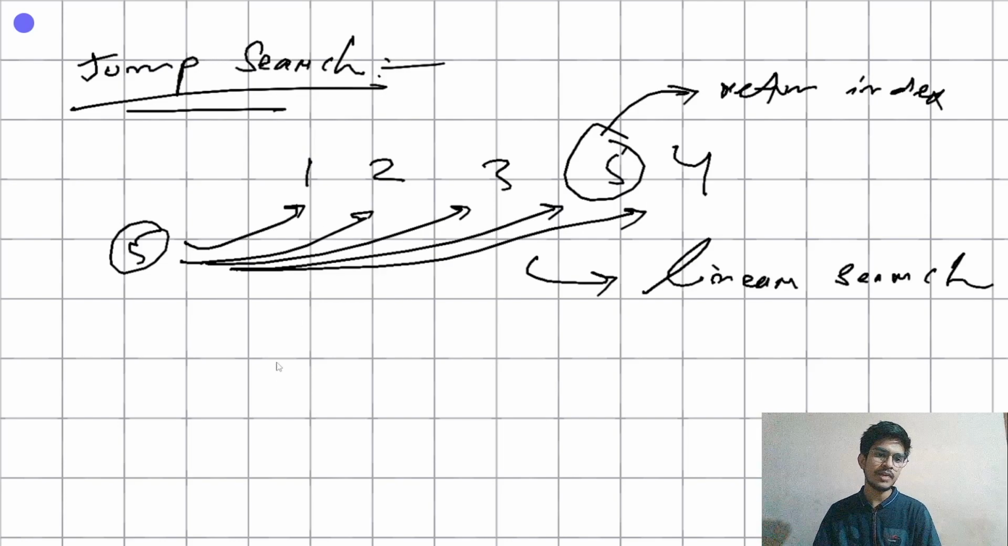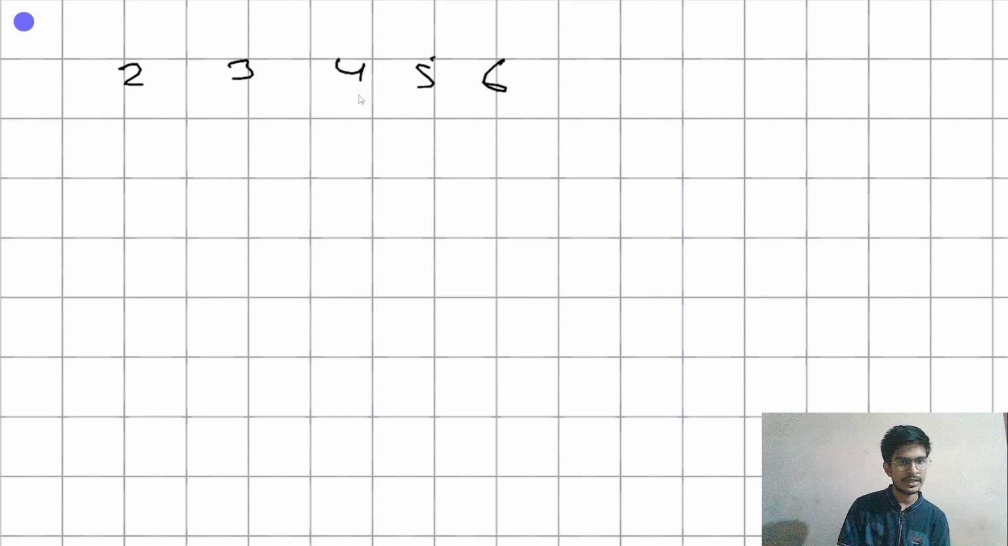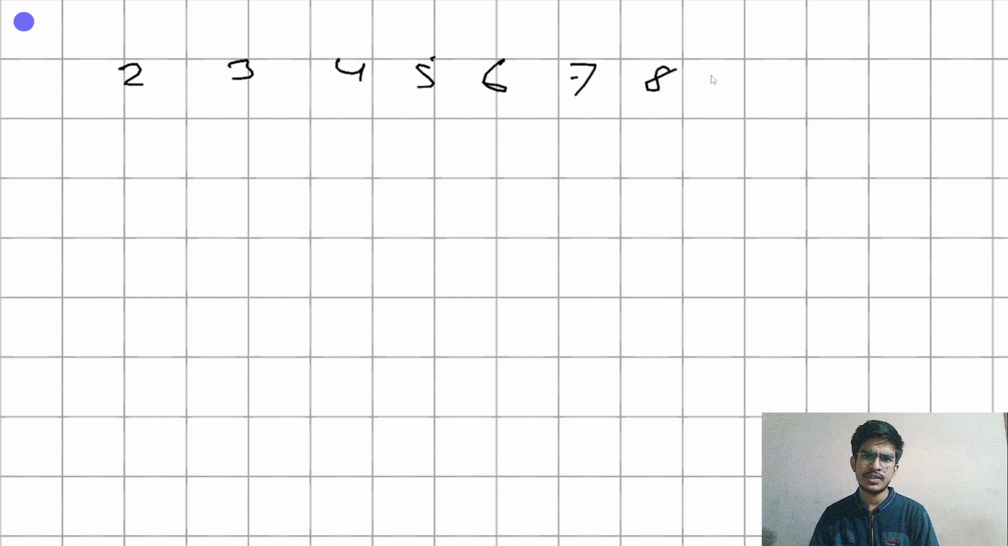So suppose you have a list like 2, 3, 4, 5, and 6. Let's go to the second page. So it will be 2, 3, 4, 5, 6, and then 7, 8, and 9. This is a list of elements. Now what happens in jump search? We take some steps.